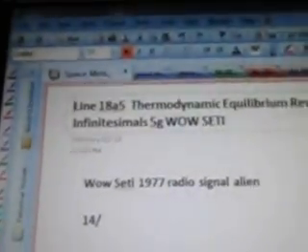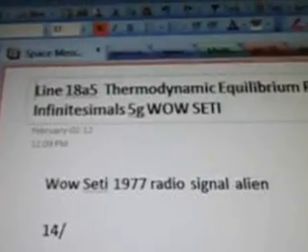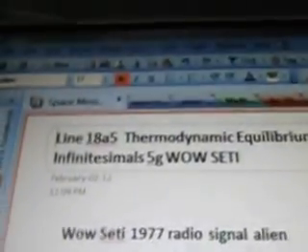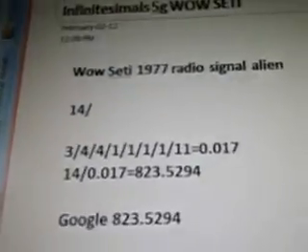So this is part 189. It's line 18a5. We're on to another section: thermodynamic equilibrium, reversible process, infinitesimals, 5G, Wow! SETI. So there's the alien radio signal. Again, this is more data.